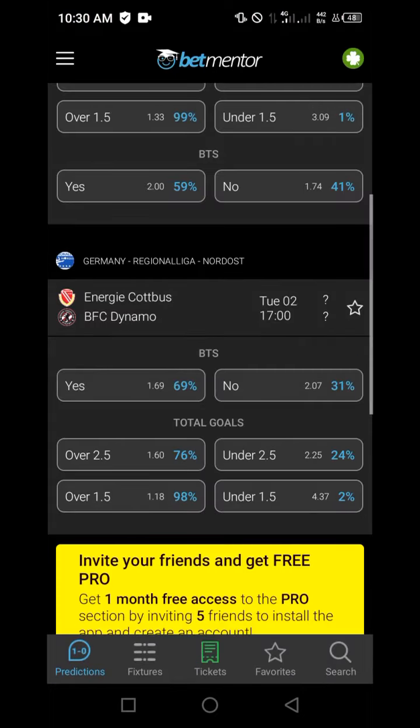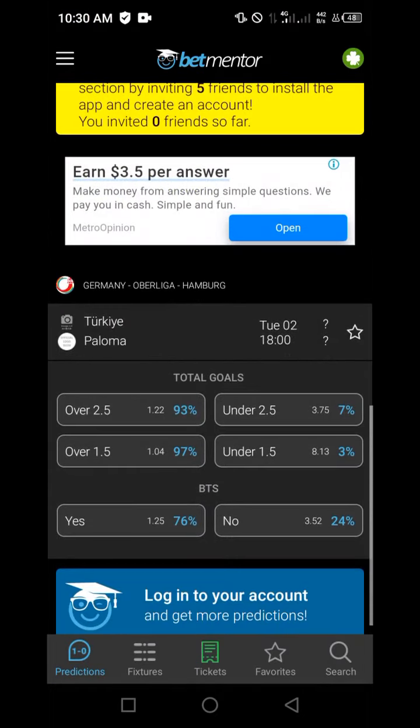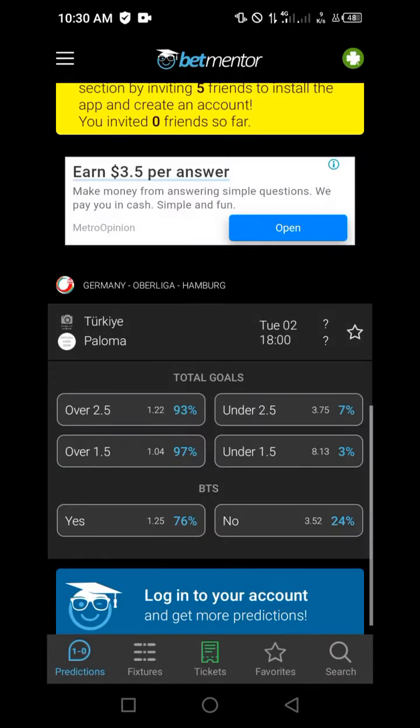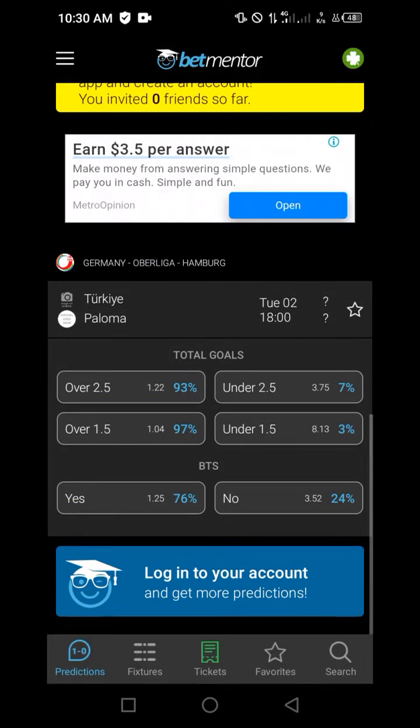Once you know that, come back one step and go to the next. In this case, we have Germany Bundesliga Hamburg, which is a match between Turkey playing with Paloma. Repeat the same step and see which one has the highest percentage here.